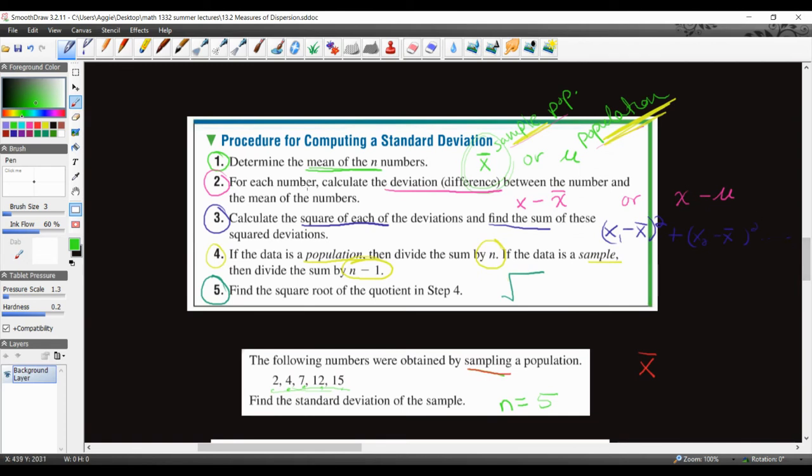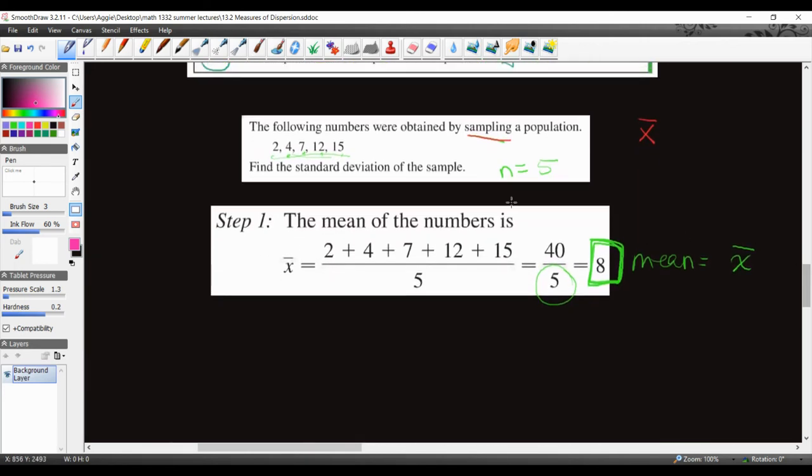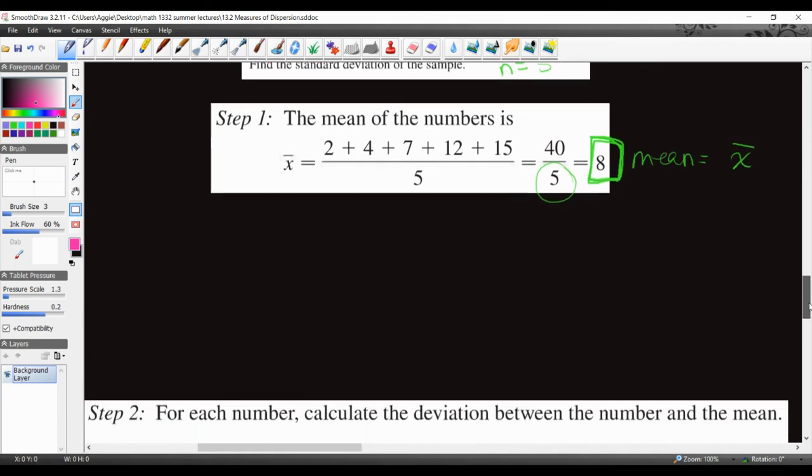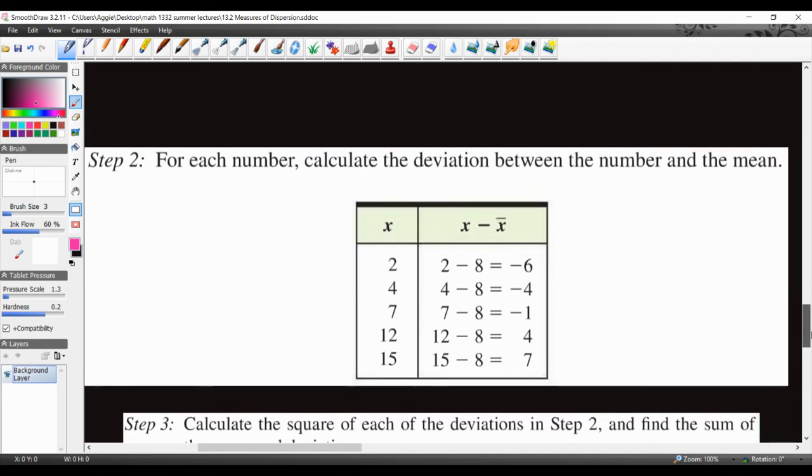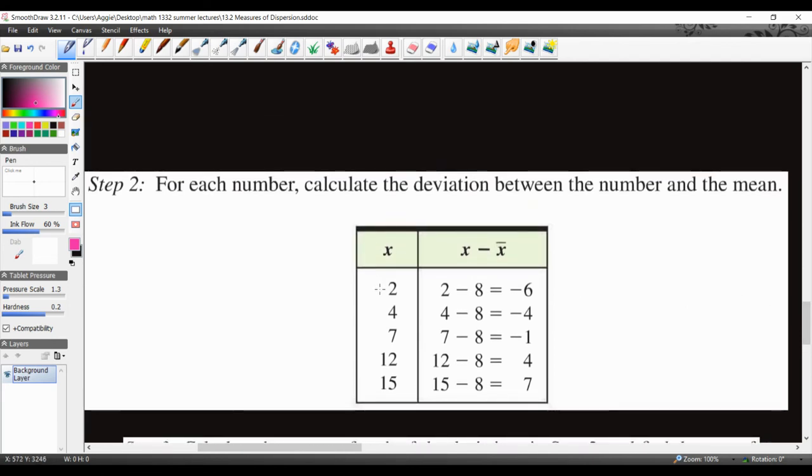Step number 2 says for each number, calculate the deviation, so subtract between the number and the mean of the numbers. That means I'm going to have to subtract 8 from each of these numbers. So let's see how that looks. Here's step number 2. There are my numbers, 2, 4, 7, 12, 15, all my x's. And then here's that subtraction going on. Remember that our mean is 8.